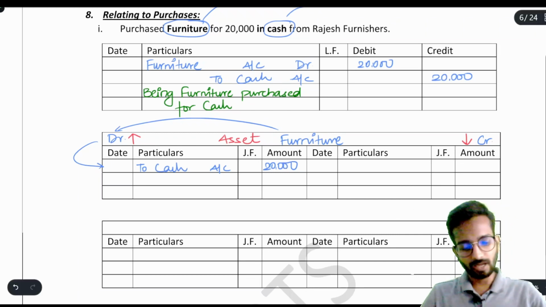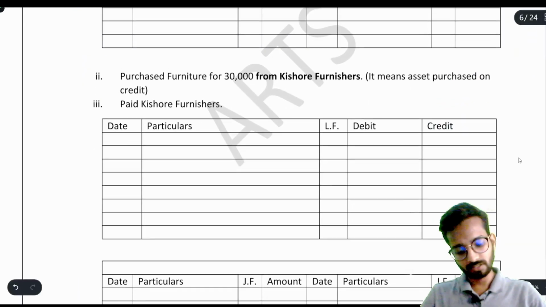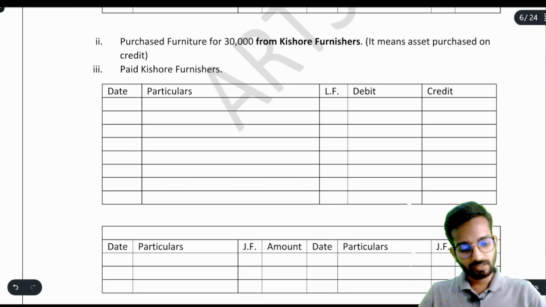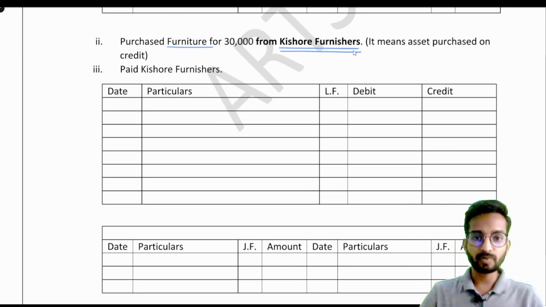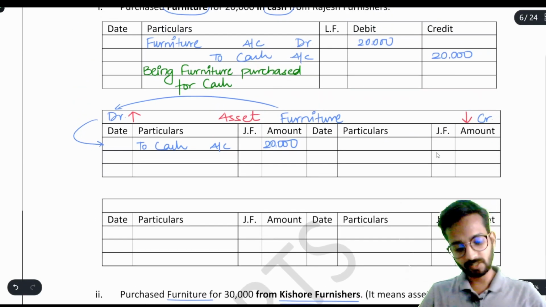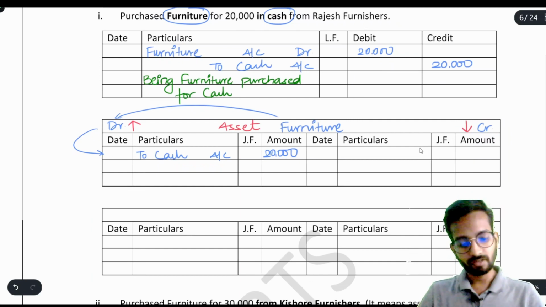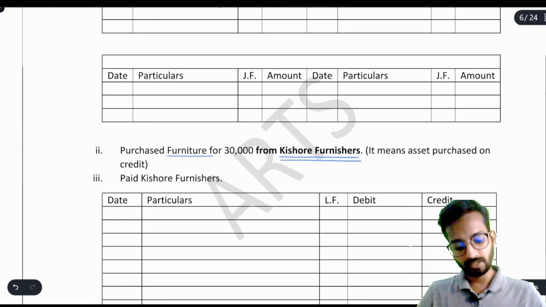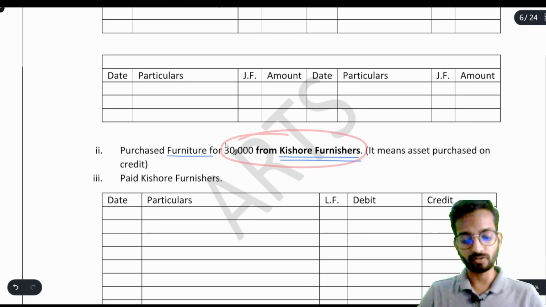Simple enough. Now, going to the next question. See, the next says you have purchased furniture for rupees 30,000 from Kishore Furnishers. Now, what is the difference between the first and second part? Look very carefully. In the first part, you purchased furniture in cash from Rajesh Furnishers. But what is happening in the second part? In the second part, you have purchased furniture from Kishore.